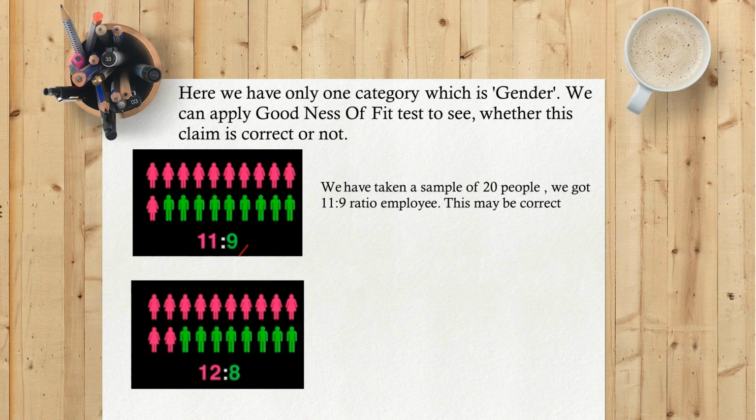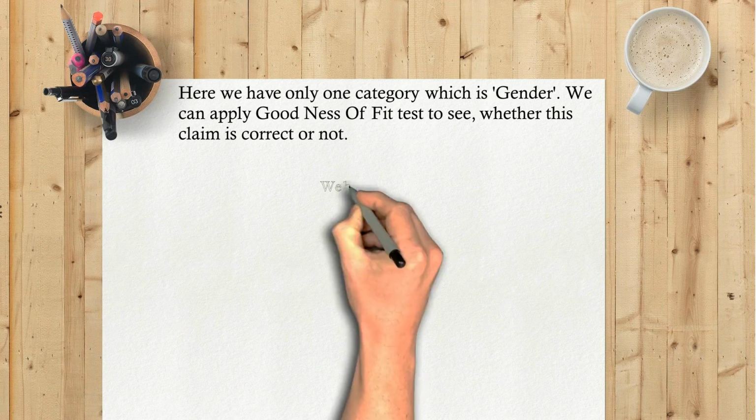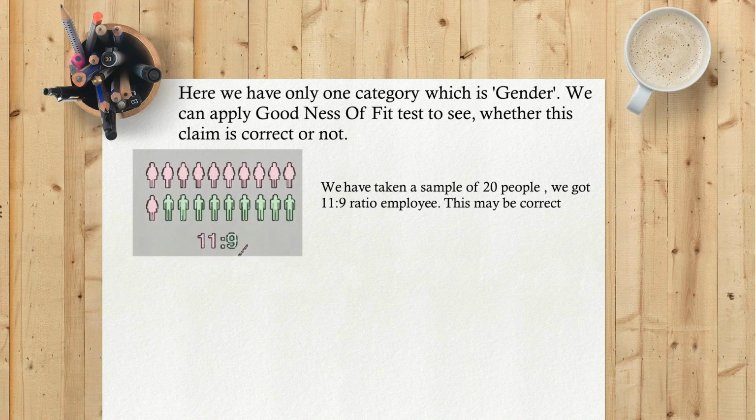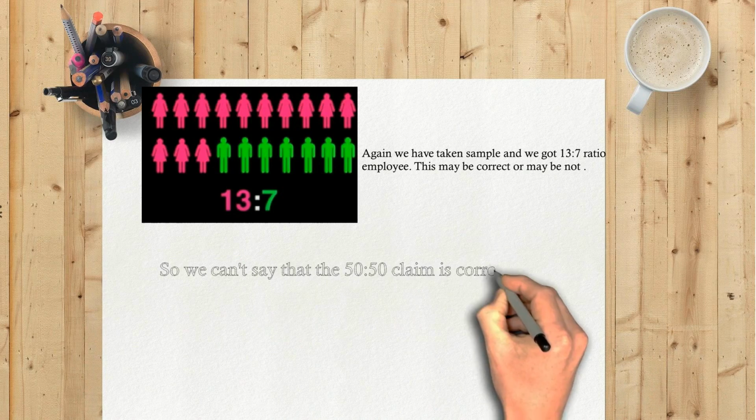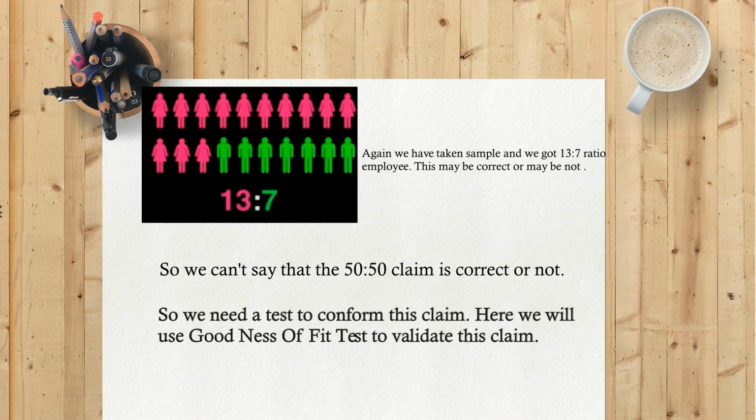Again, we have taken a sample, and we got 13:7 ratio employee. This may be correct or may be not. So we can't say that the 50:50 claim is correct or not. So we need a test to confirm this claim. Here we will use goodness of fit test to validate this claim.